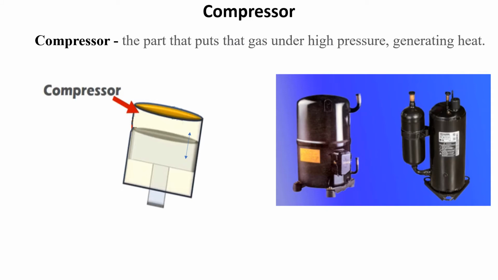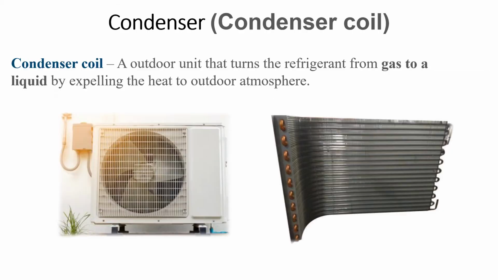Compressor is a part that puts the gas under high pressure, generating heat. Once the refrigerant has absorbed the heat from the evaporator, the refrigerant is in a gaseous state. It passes through the compressor, where the gas is pressurized and heated even more. At the compressor, the low pressure gas is changed to high pressure gas.